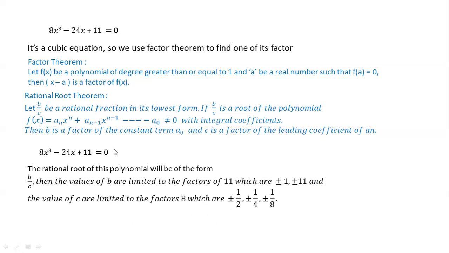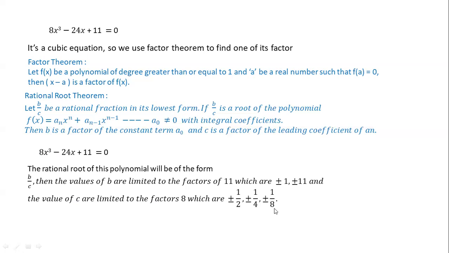And what about the denominator? The denominator value will be a factor of c, that is 8. And what are the factors of 8? 2, 4, 8. Only these three. So it will be plus minus 1 by 2, plus minus 1 by 4 and plus minus 1 by 8.